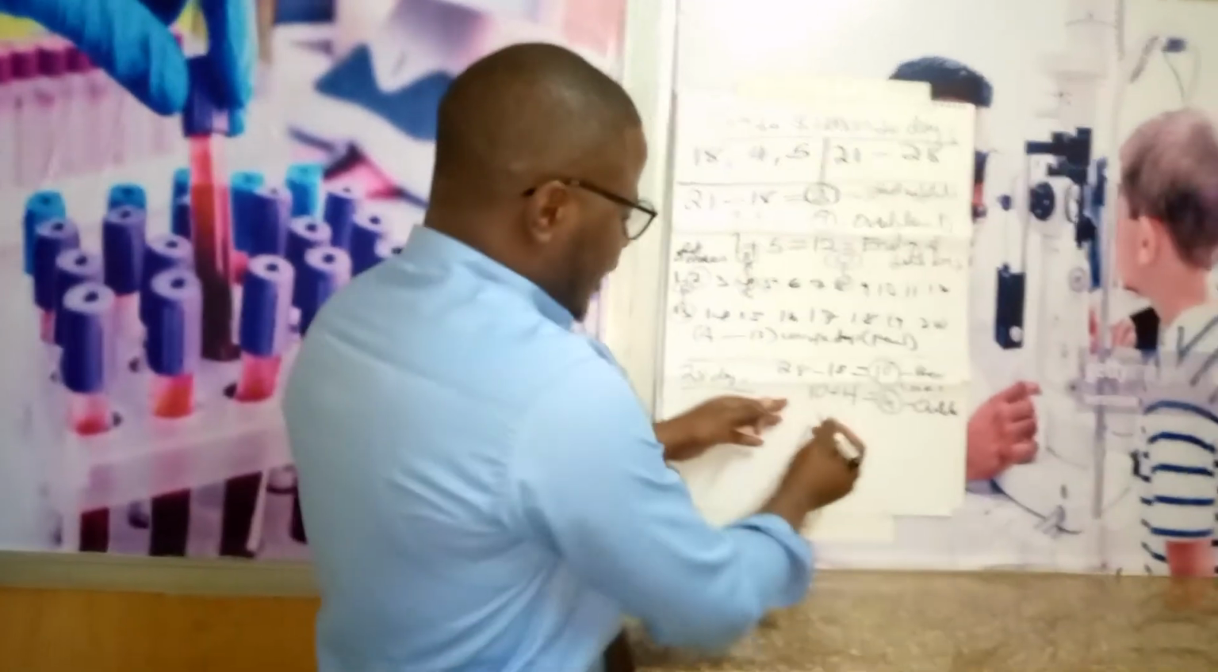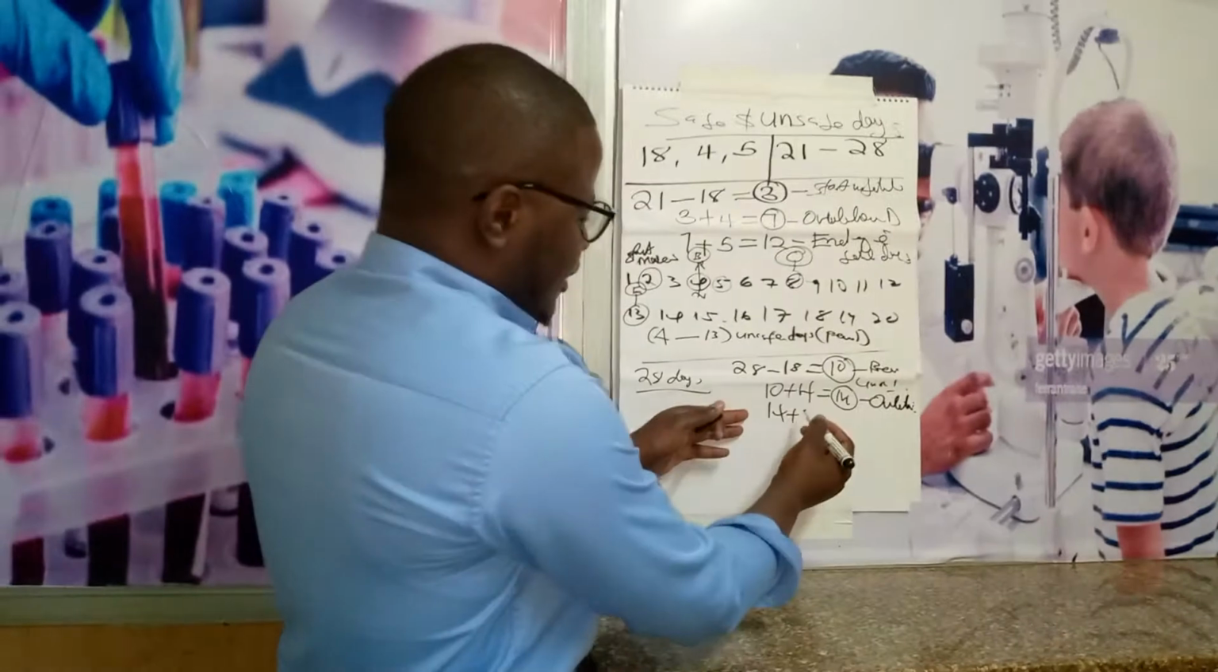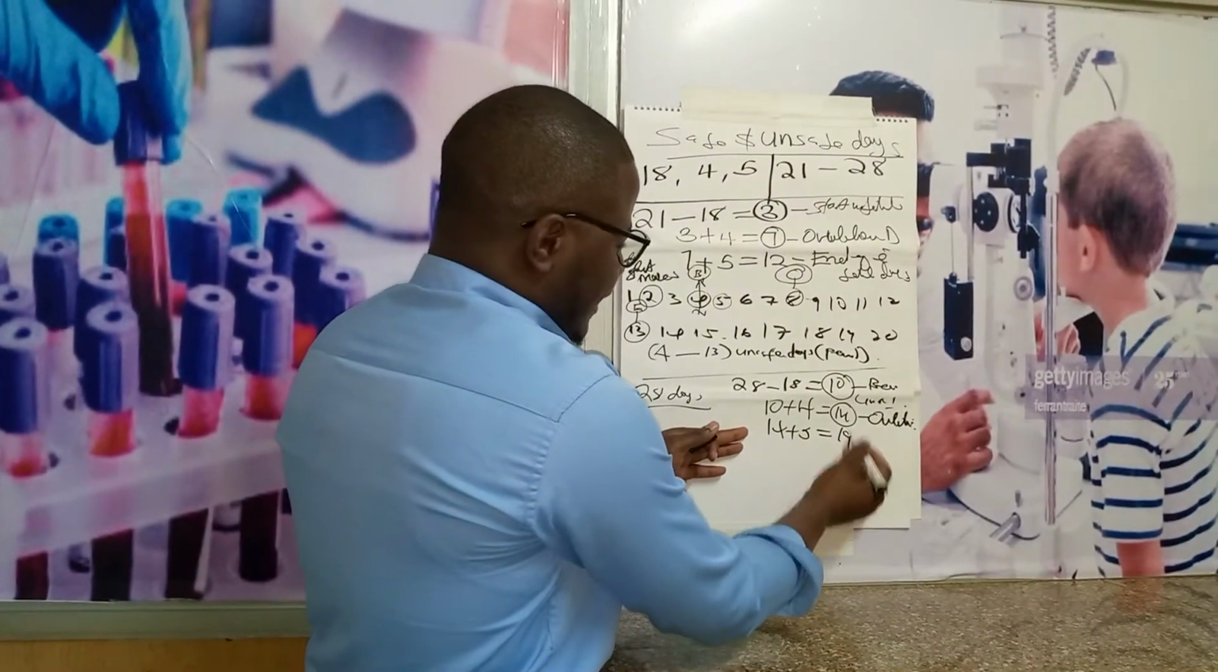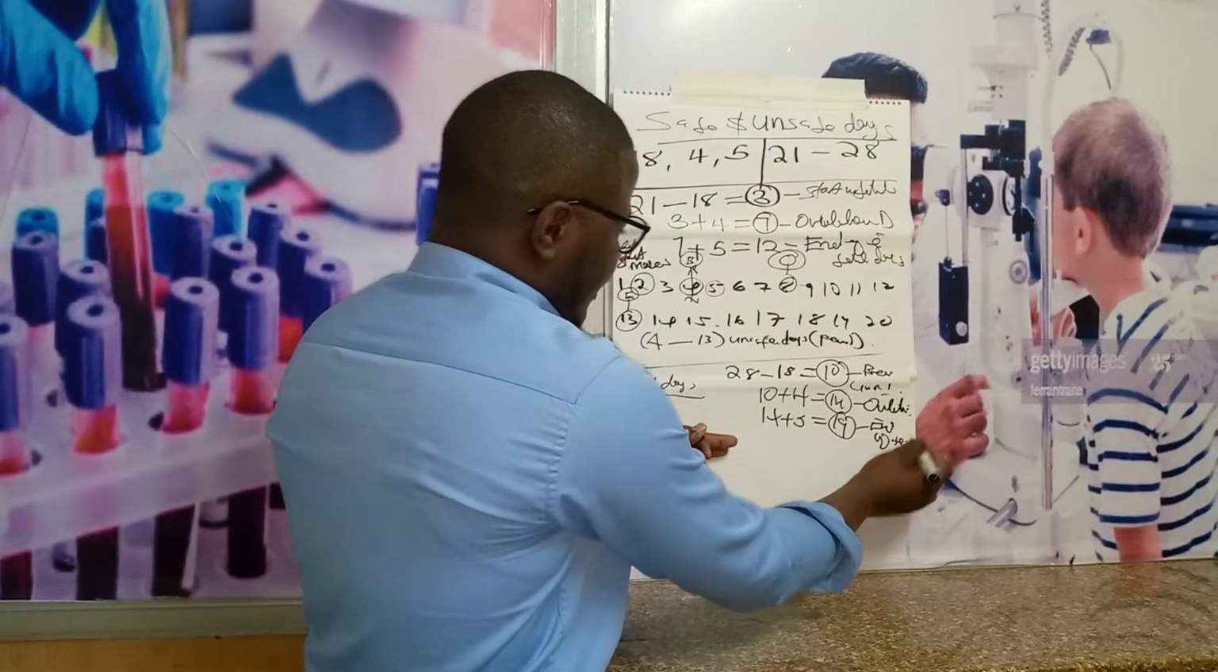Now this is 14, the answer that we got there. You add 5, which is a constant number, giving 19. So this will be the end of your fertile days.